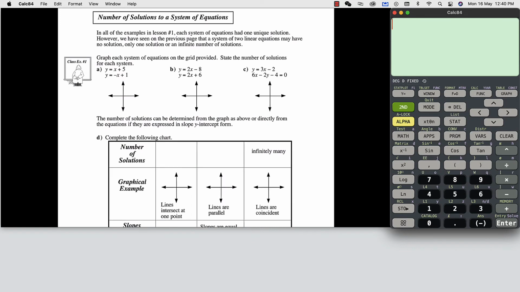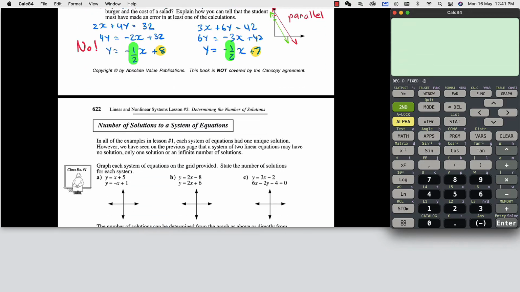Okay, moving on to class example 1. It says we got 3 examples here, and we want to take a look at any number of possible solutions. So I think this looks like it's reflecting back on what we just did right here.